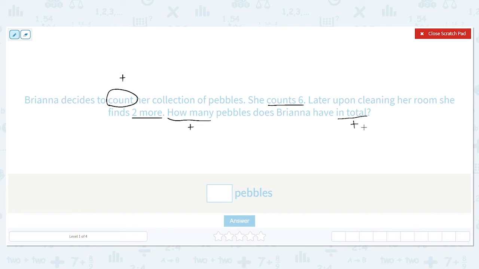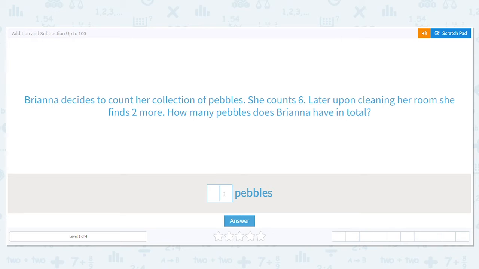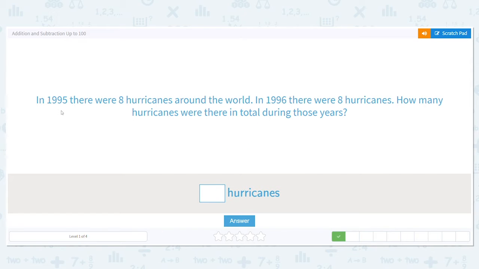So we have 6 pebbles, and we know we're adding 2 more. I can draw a picture if I need to. 1, 2, 3, 4, 5, 6. There's my 6 pebbles plus 2 more. 1, 2. How many pebbles is that in all? That's 8. Good job. You might not need to draw the pictures, but if you're stuck, drawing pictures is a strategy.